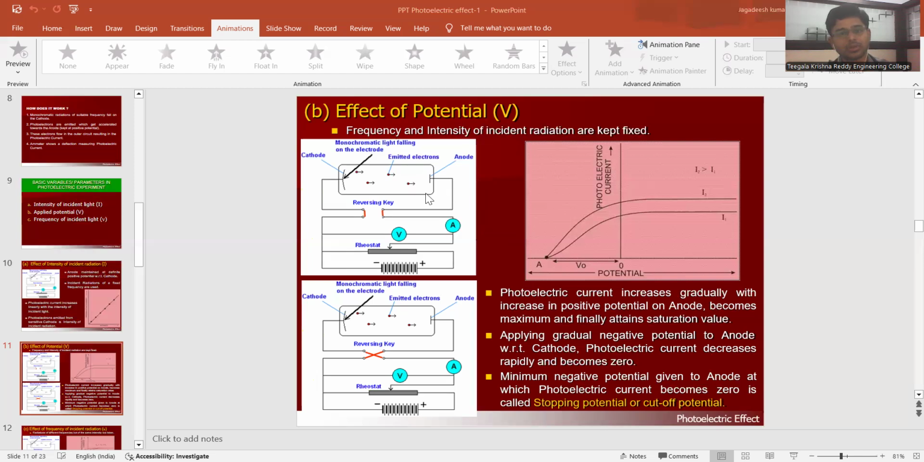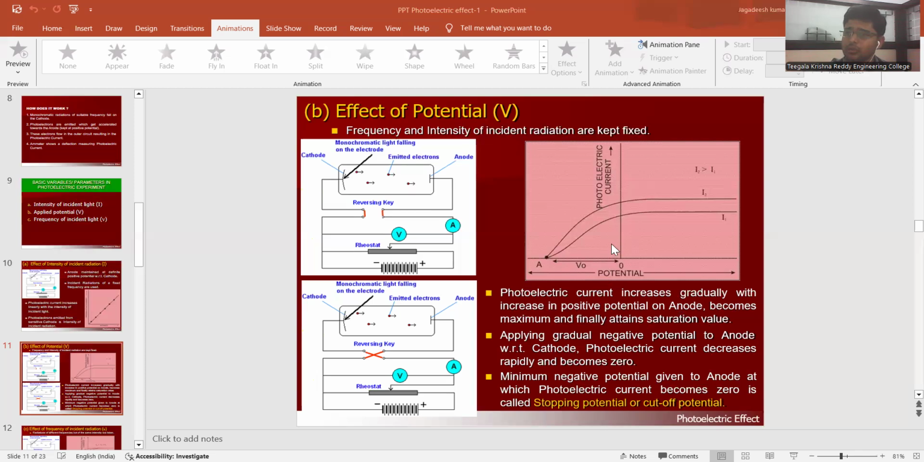At a particular potential, the current is maximum. Then we apply more potential difference between the plates, but at that time the current does not increase. That means the current is saturated, at its saturation or maximum value. Photoelectric current increases gradually with increasing positive potential of the anode, becomes maximum, and finally reaches the saturation value.